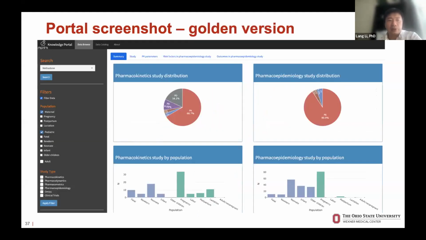All right, so this is a screenshot of the golden version of the database, very similar to the silver version of the database. The first page gives you the overview of the PK and the PE study, and it is laid out by the different patient populations.